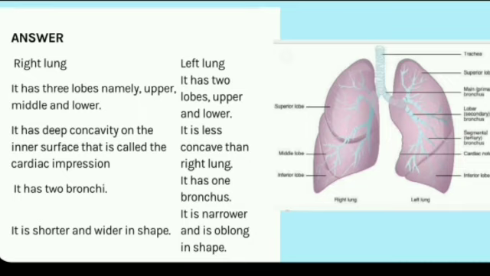Now, the diagram says the right lung has a deep concavity on the inner surface called the cardiac impression. It has been written wrong in this diagram, so you should remove this point. The deep concavity is present on the left lung, because we know that the heart is present on the left side. So the concavity on the left lung is called the cardiac notch, cardiac impression.